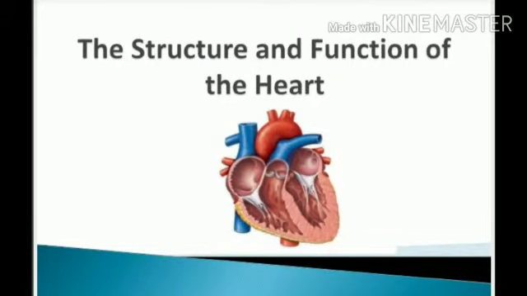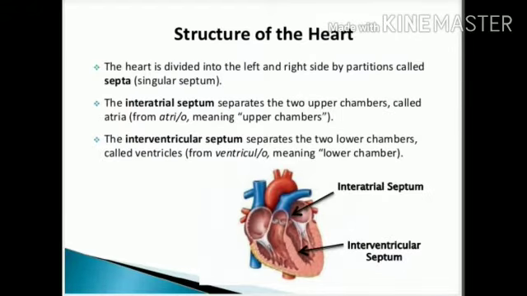Heart, the structure and function of the heart. Structure of the heart. The heart is divided into the left and right side by a partition called septa. The interatrial septum separates the two upper chambers called atria. The interventricular septum separates the two lower chambers called ventricles. Now atrio means upper chamber and ventricular means lower chamber.